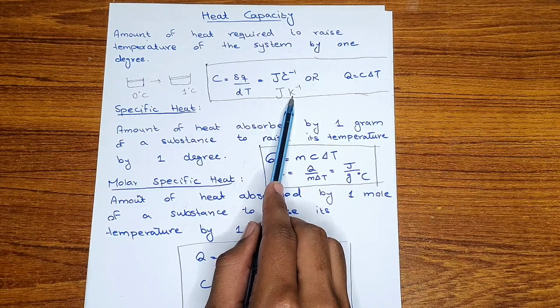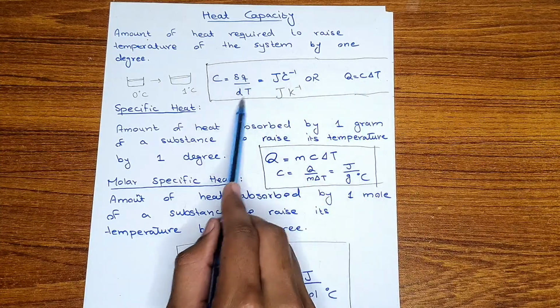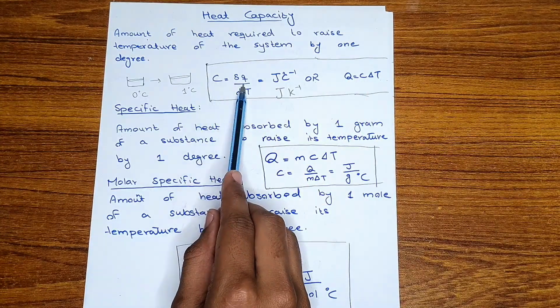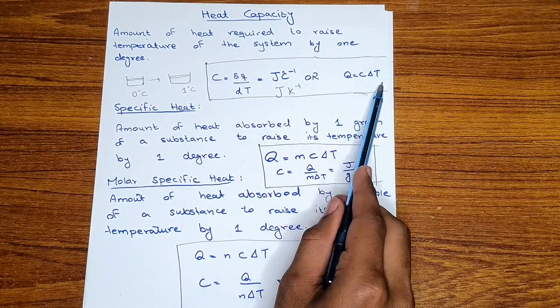I can also write this formula as Q is equal to C delta T, because delta T when taken to the other side gives delta Q is equal to C delta T, or I can simply write Q is equal to C delta T.